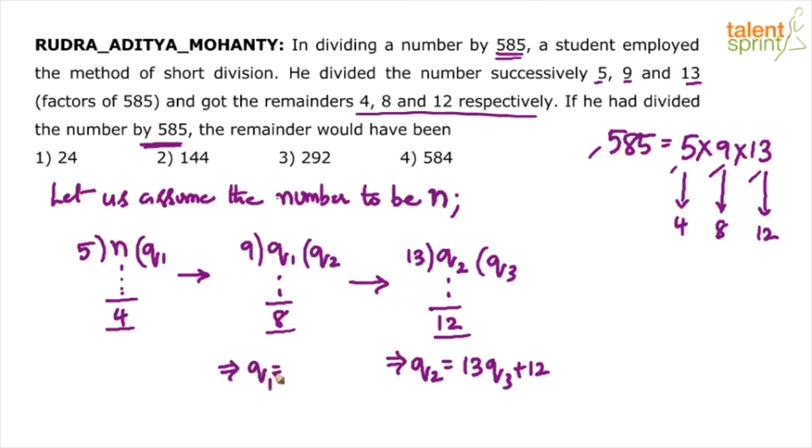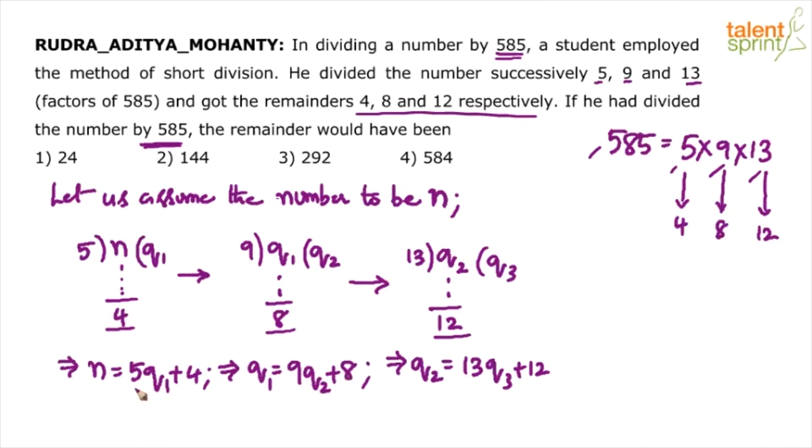The dividend q1 can be taken as divisor times quotient, 9 into q2 plus the remainder 8, right? And in this case, the number n can be taken as 5 times q1 plus 4. Are you able to follow? The number n here, which is the dividend, is nothing but divisor times the quotient plus 4.